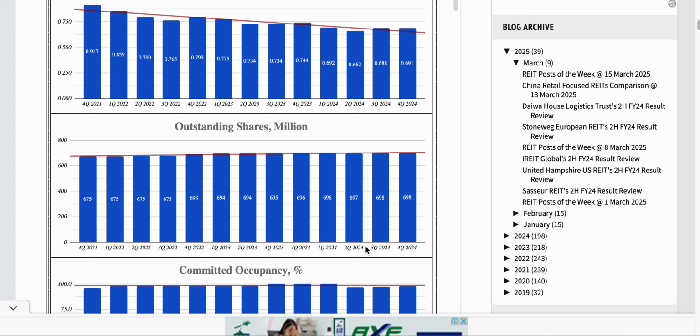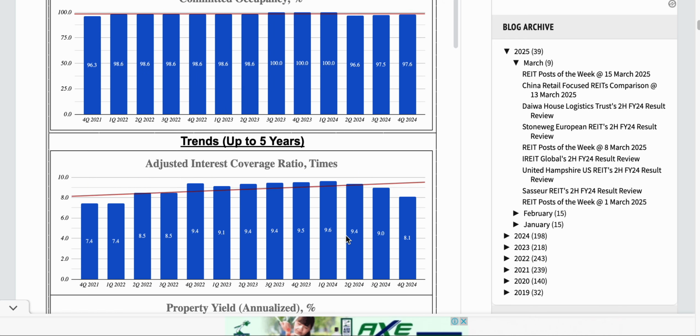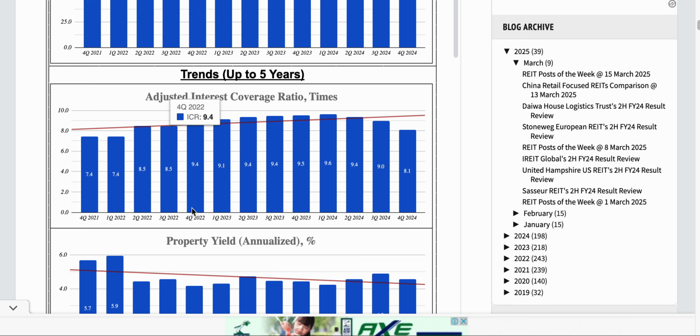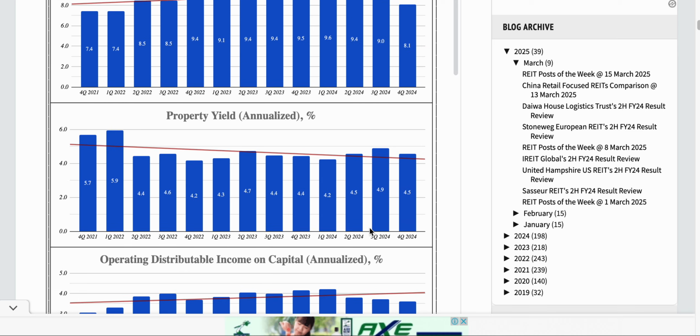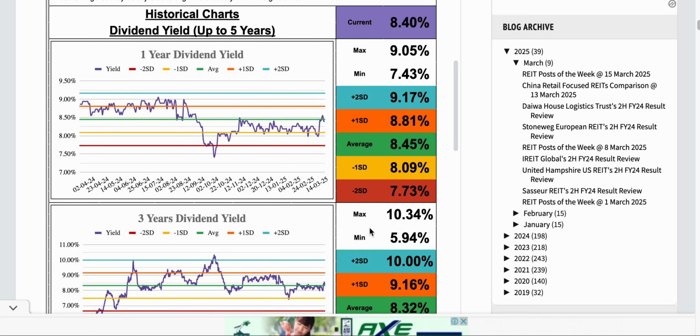Outstanding shares look okay, doesn't look like grossly inflated, right? Maybe there has to be some increase in the number of shares due to the management fees paid in units. So I think that's the reason why the shares are increasing slowly, right? Occupancy generally very high, right? Interest coverage ratio has always been very strong. So it looks like a conservatively managed REIT, right? So those are the basic numbers I'll look at.